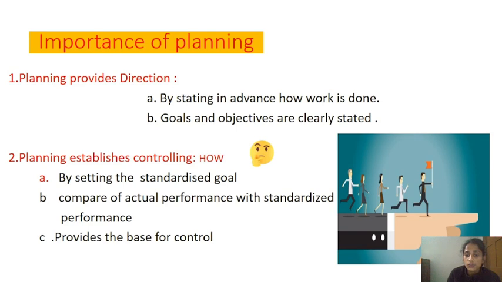Planning provides controlling. How? During controlling, we make a target that this will be done by us. 800 products will be made in January, and in February, and on the basis of that, we will make more. But if there is a difference between them, we will compare it and make efforts to reduce the differences. This is how planning helps us.